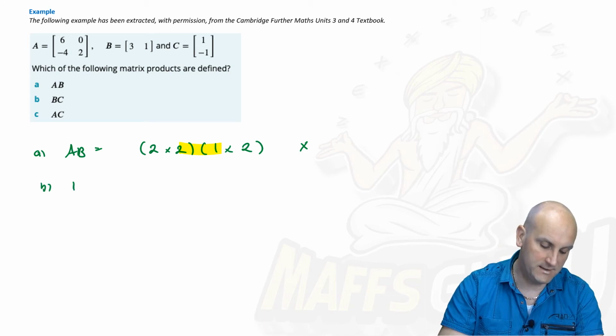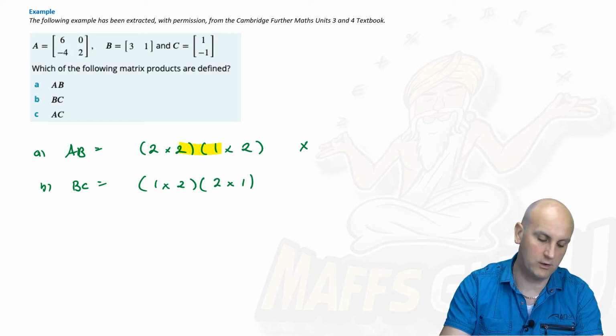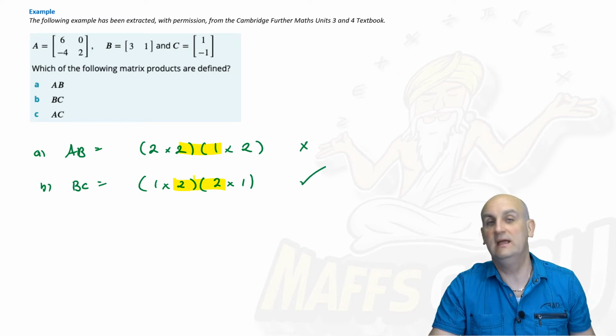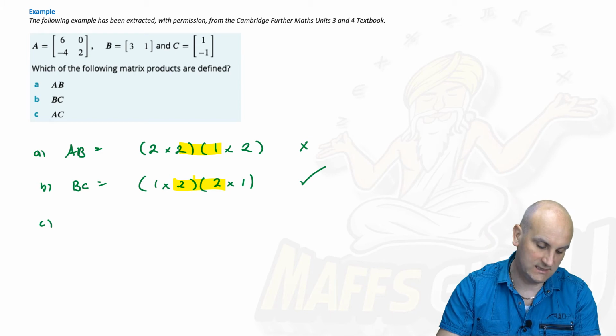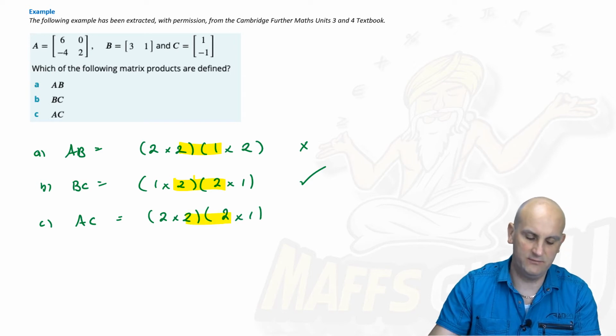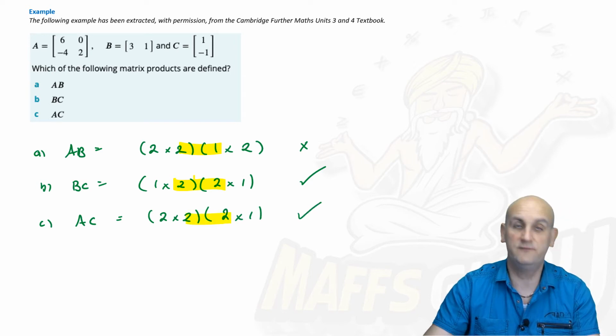Part B then, BC. So BC we know is 1 row by 2 columns, and C is 2 rows by 1 column. Are they the same? They are. So in which case that is defined. And part C, what have we got here? AC. Well, we know A was a 2 by 2. We know C was a 2 by 1. Are the middle values the same? They are. And so again, these are defined.